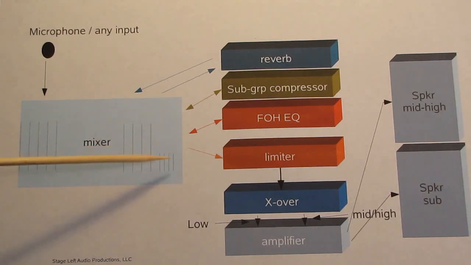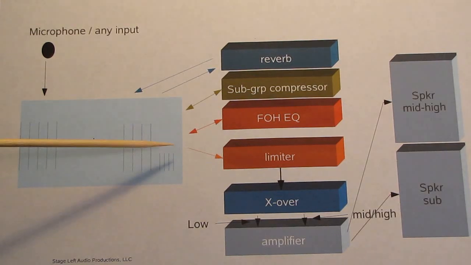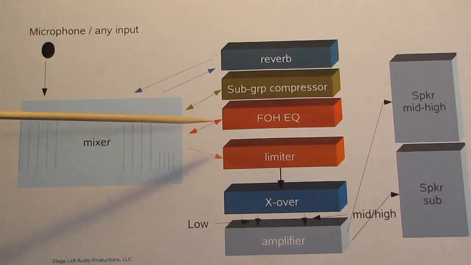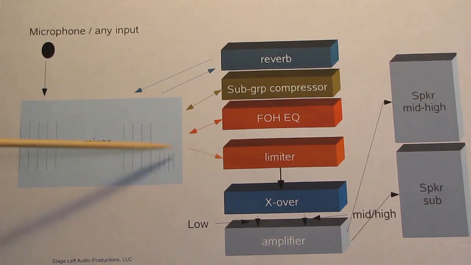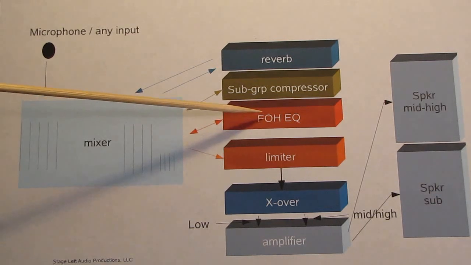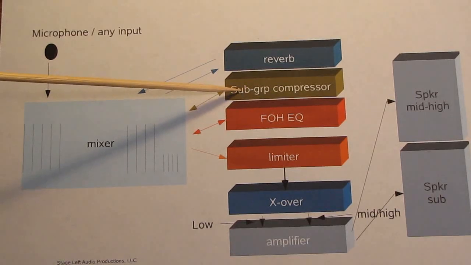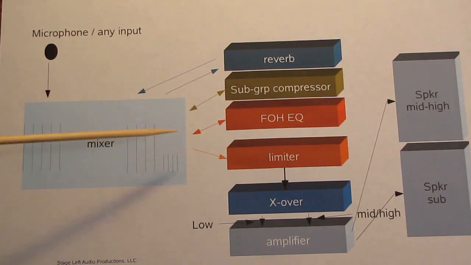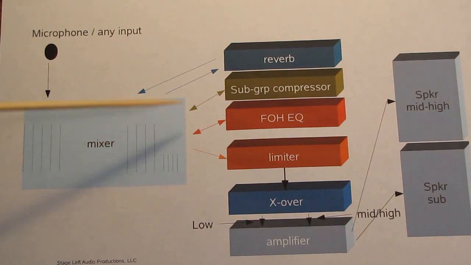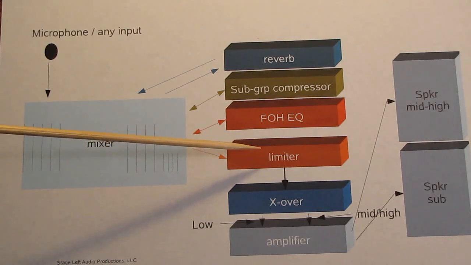Then from the subgroup, the signal path is routed over to the front of house main mix, and as you see in the video, we have an EQ sitting on front of house as an insert. So the signal at front of house comes out of the insert into the front of house EQ and back to the board, same as what we did here for the subgroup with the compressor. From there, when it returns to the board, the signal is going to go out the main output of the whole board, and it's going to be routed over to a limiter.